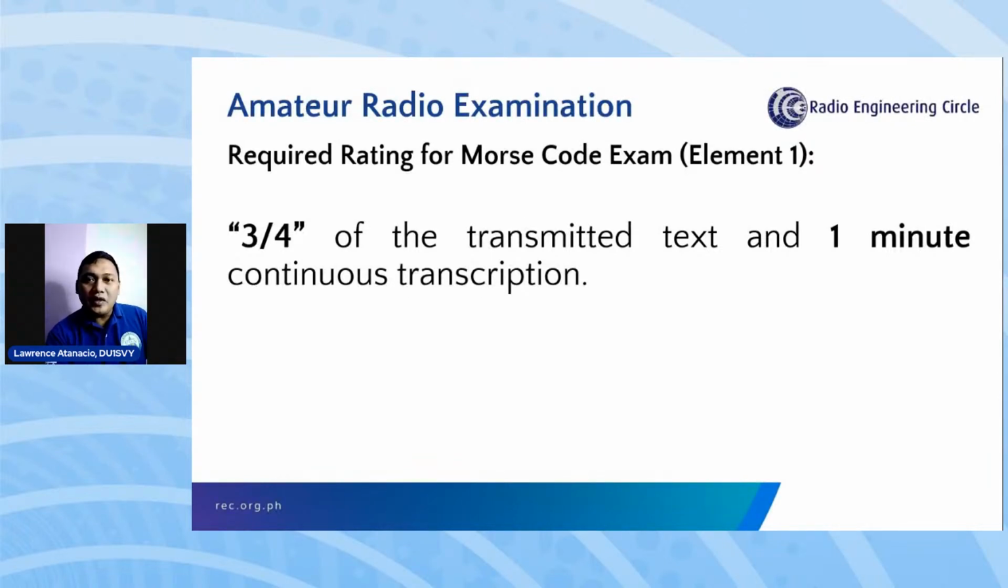Required rating for Morse code exam element 1 is three-fourths of the transmitted text and one minute of continuous transcription of the Morse code examination. Next slide.